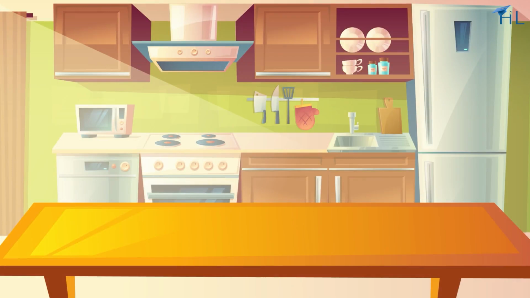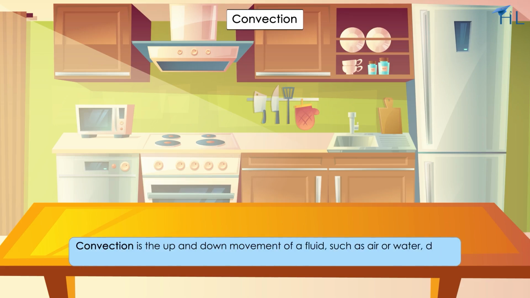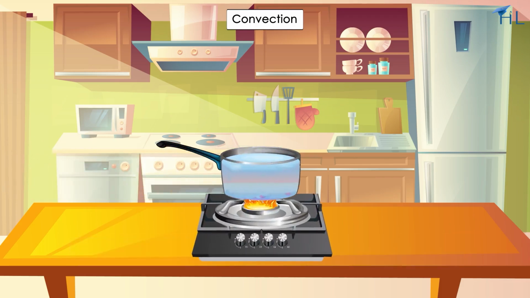Next, let us understand what is convection. Convection is the up and down movement of a fluid, such as air or water, due to differences in temperature. A perfect example of convection is a pot of water boiling on the stove.